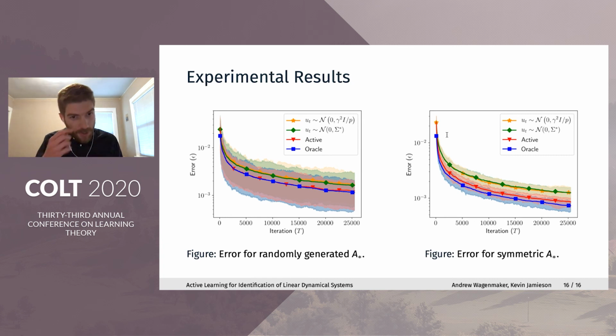And here are some experimental results just to show that this works in practice. In this case, we have several things to compare against. One is just isotropic noise in orange. In green, we have the error when you play the optimally exciting noise. Red is our algorithm and blue is the oracle, if you just solve for the optimal inputs from the start. You can see in both the examples, for randomly generated A star and for symmetric A star, our algorithm significantly outperforms just plain noise and gets pretty close to the oracle performance in both cases.